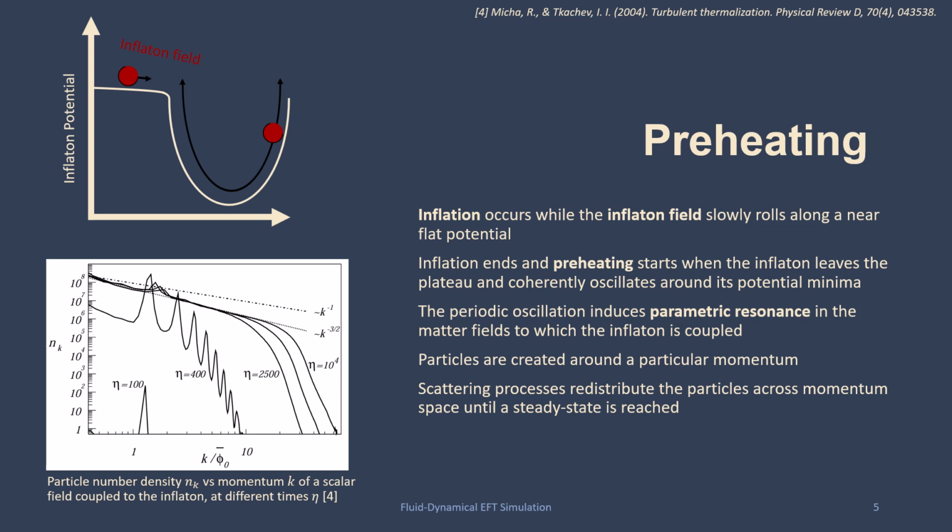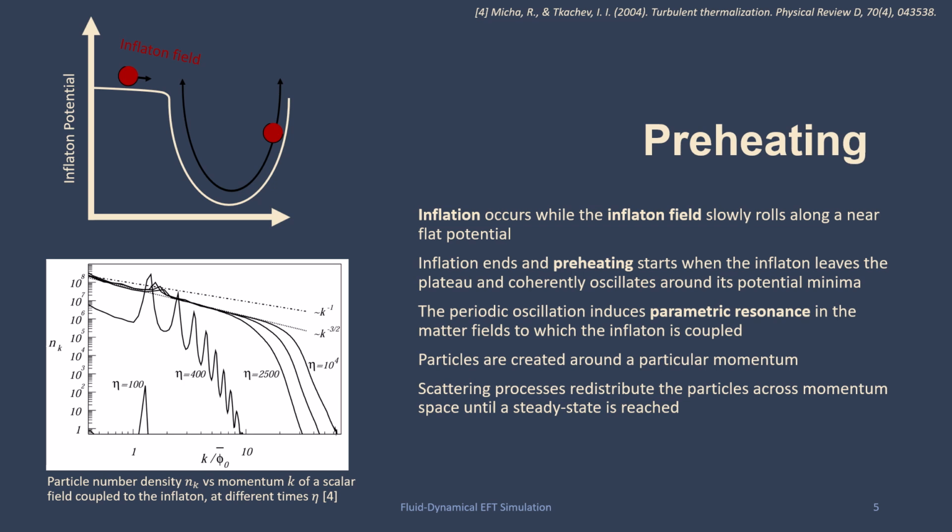The specific target system that we consider is a matter field undergoing exponential particle creation as a result of cosmological preheating. We consider a single field inflationary model in which the universe's quasi-exponential expansion is driven by a single field called the inflaton that slowly rolls down a near-flat potential. Inflation ends once the inflaton exits this slow roll regime and then harmonically oscillates around a potential minimum.